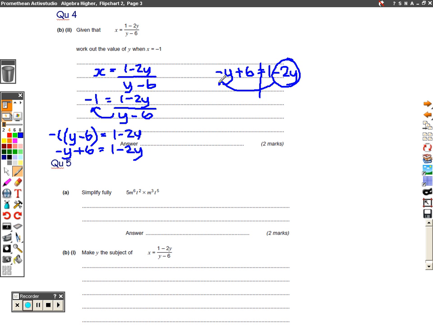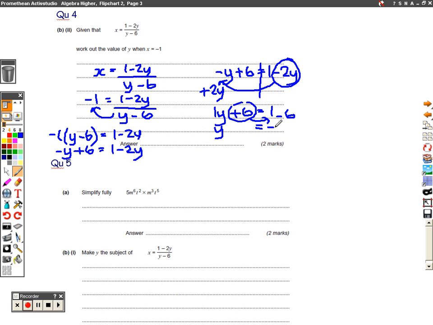Minus 1 add 2 gives you 1y. Plus 6 is equal to 1y. If we bring our plus 6 across, it becomes minus 6. So we're going to have y is equal to minus 5.